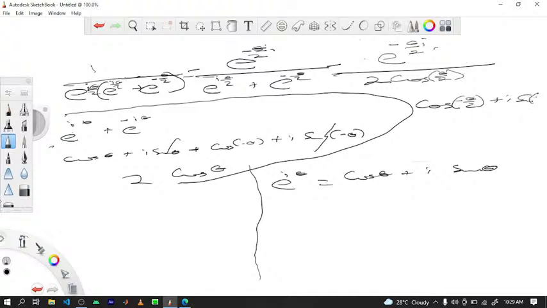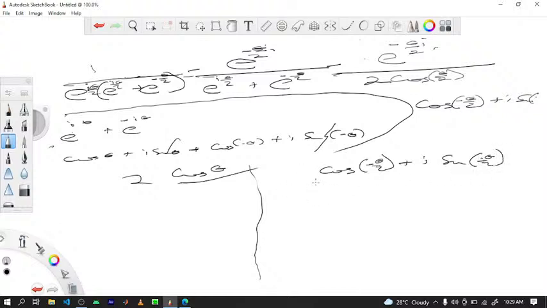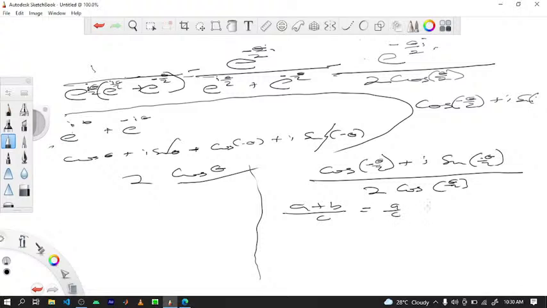Let me write it here so that you can see clearly. Okay, so this becomes what? Cos minus theta over 2 plus I sine minus theta over 2, all divided by 2 cos theta over 2, right? Then we can go ahead to, remember, if you have a plus b all over c, it is the same as a over c plus b over c. So this becomes what?